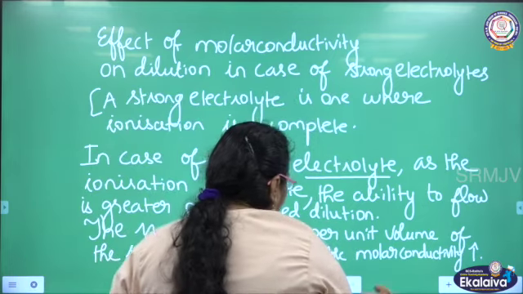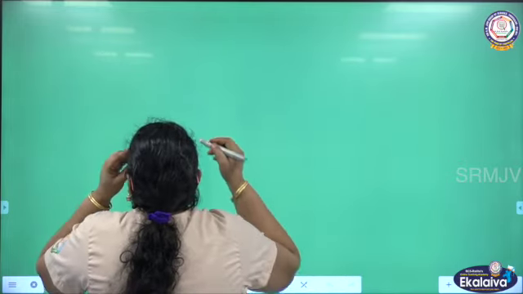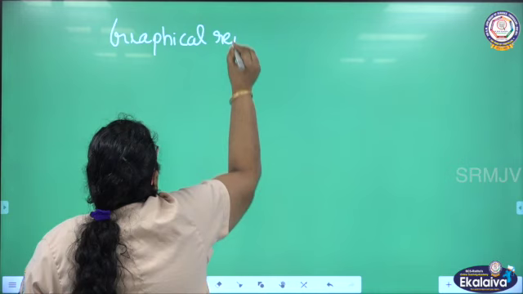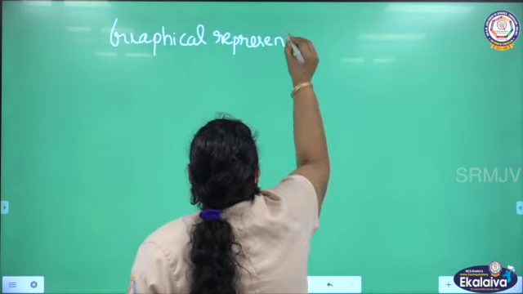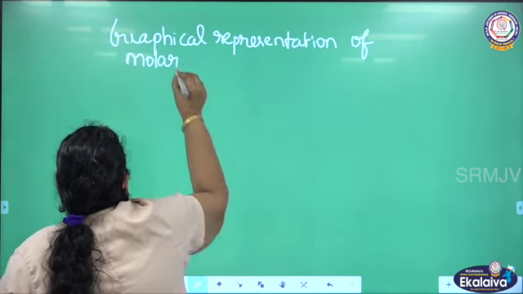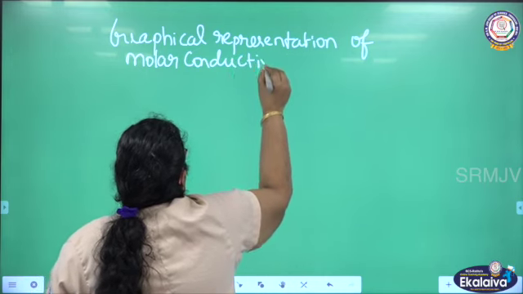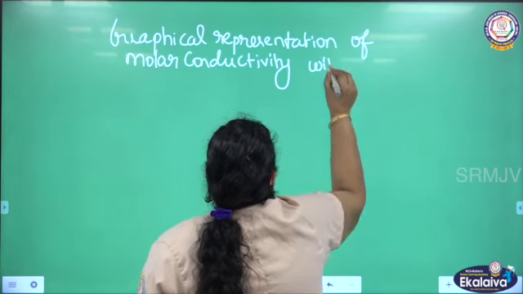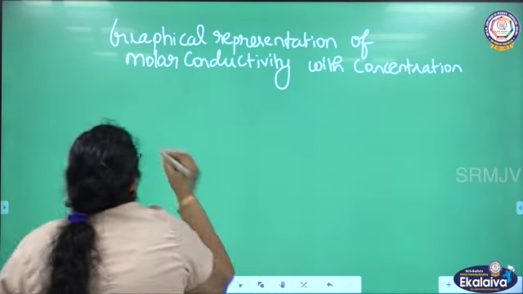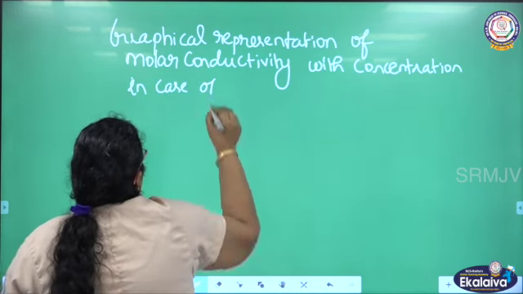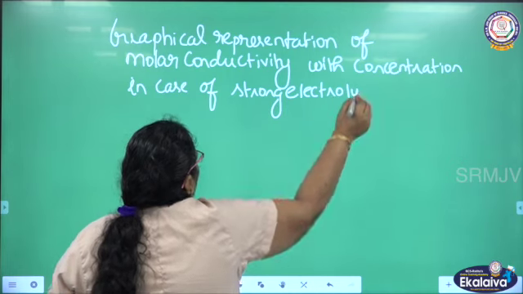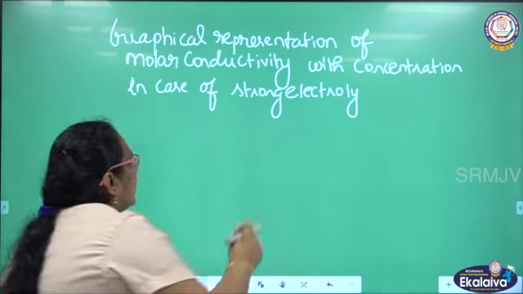Let us see this graphically. Now we are going to see the graphical representation of molar conductivity with concentration in case of strong electrolytes.